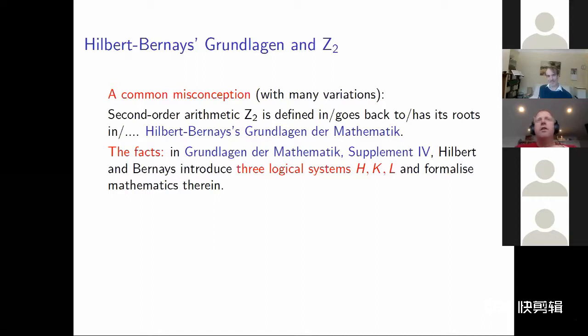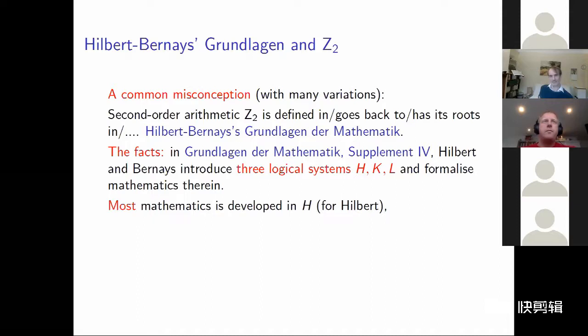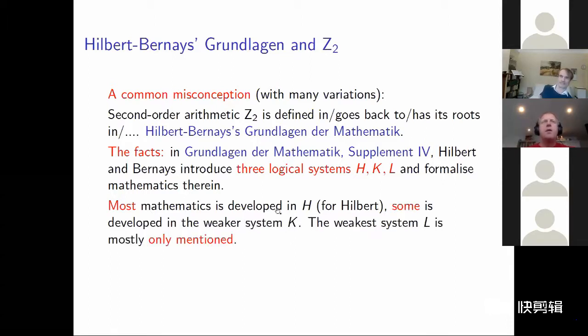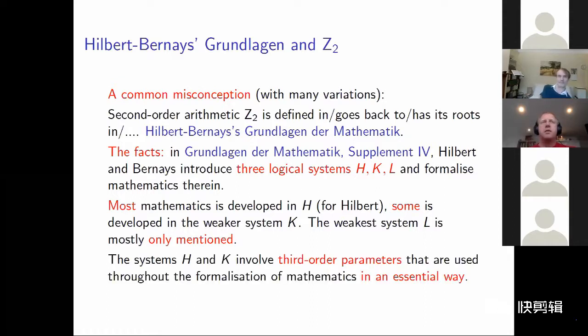There are three logical systems, H, K, and L, defined in Supplement 4, which Hilbert and Bernays used to formalize math. Now, system H is, of course, for Hilbert, which is developed to the greatest extent. And then they say, well, you can also have this weaker system K. You can develop some math there, which they do. And the weakest system is really only mentioned, saying maybe we could even go weaker, but they don't do much.